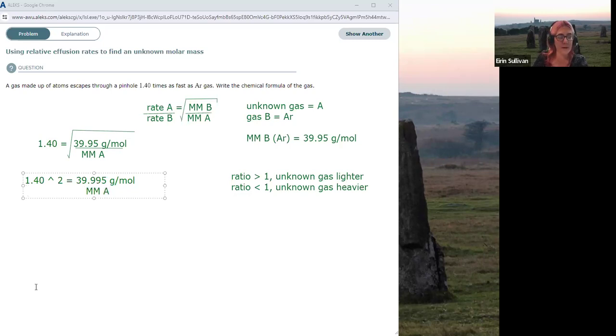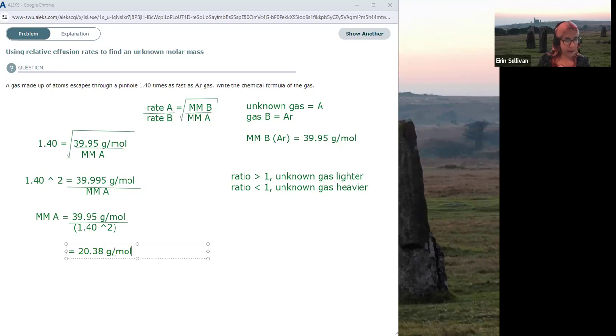So then if I times both sides by the molar mass of A and divide both sides by that 1.40 squared, I should get the molar mass of A equals 39.95 grams per mole divided by that 1.40 squared. Okay, so then I'm just going to stick that in my calculator and hopefully I get a reasonable number, and it's going to come out in terms of units of grams per mole. And let's see what that is. 39.95 divided by, be careful with parentheses, 1.40 squared gives me 20.38 grams per mole.